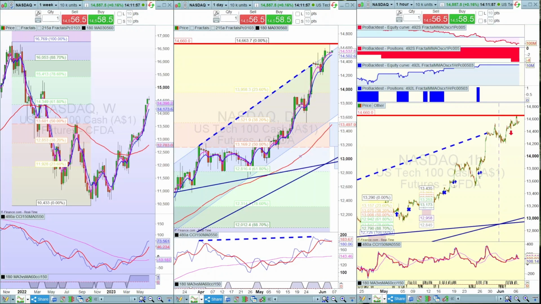June the 6th, 2023. This is the NASDAQ price analysis. We've got here the weekly and the daily. On the weekly, we're still in a bullish momentum primarily, and on the daily, it's broken down into a neutral. So let's have a look at these.